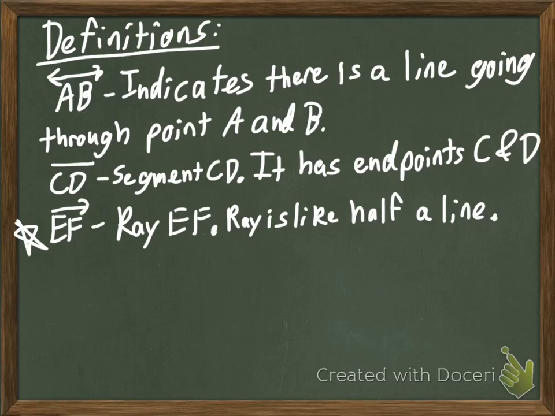This right here is read as ray EF. A ray is like a line that was cut in half. It has an endpoint, and this endpoint's here at E, and it extends forever through point F. So this does go forever, just in one direction though.